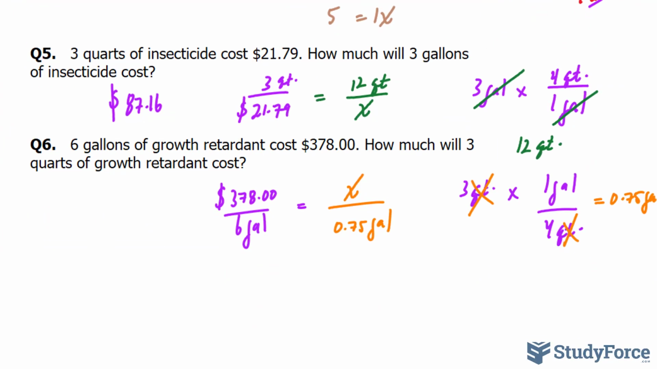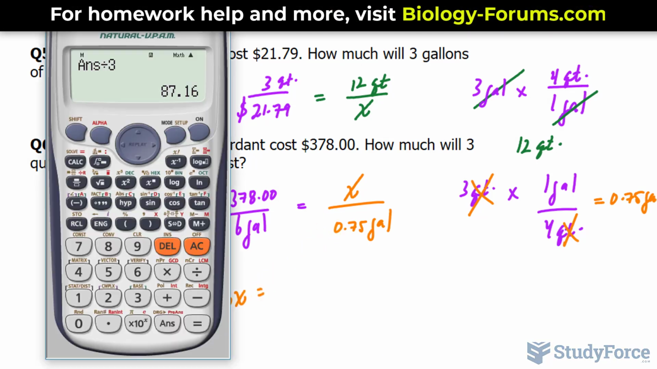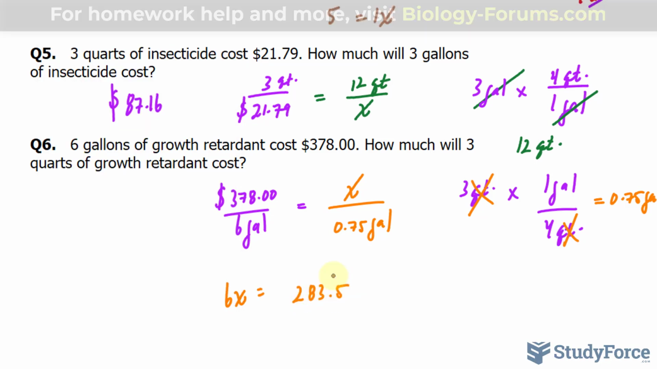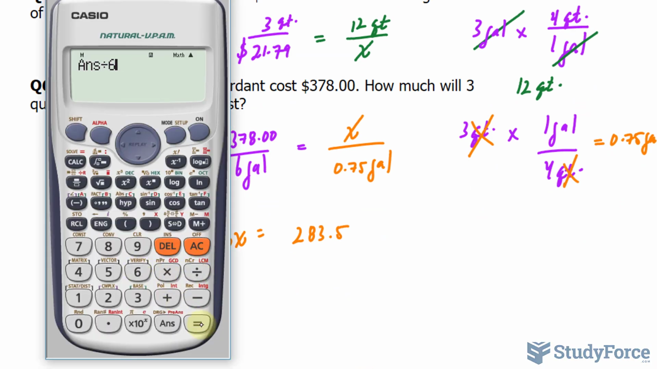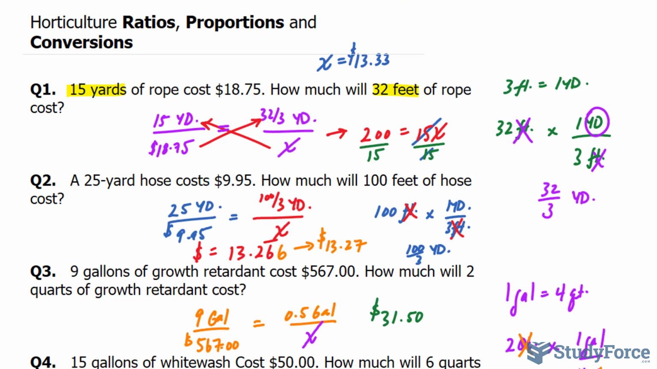Let's cross multiply. 6 times x is 6x. 3 quarters times 375 is equal to 283.5. Divide both sides by 6, and we should end up with our dollar amount. Divide that by 6, and we get $47.25. $47.25 for 3 quarts. And there you have it. 6 examples on how to calculate ratios and proportions in the horticultural industry.